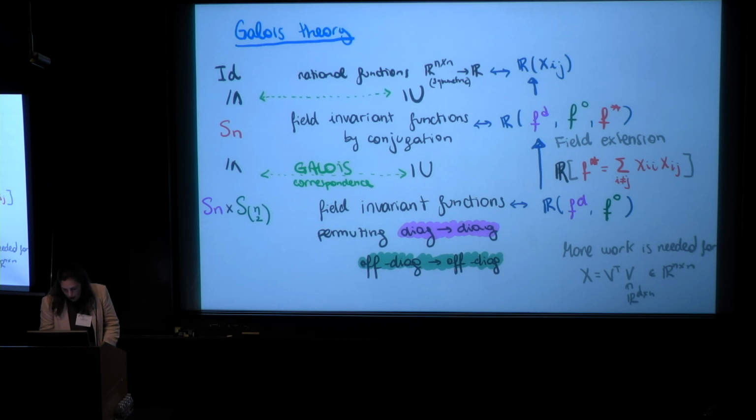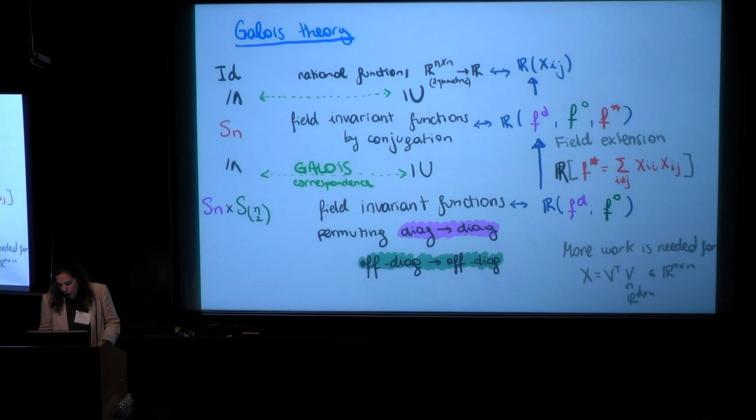Then inside that, you have the field of invariant functions by conjugation that we want to get. And inside that, we have the field of invariant functions that permute diagonals to diagonals and off diagonals to off diagonals. Those we know are just the field of symmetric polynomials generated by the diagonals and the off diagonals. You can think of it as generated by the deep sets of the diagonals and the deep sets of the off diagonals, if you want to think of it in terms of machine learning.